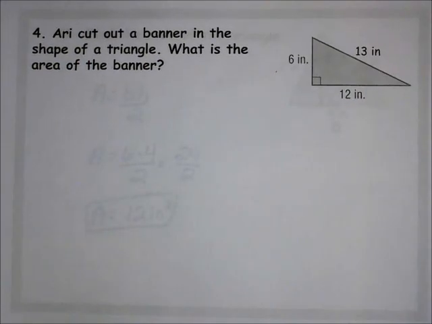Number 4 says Ari cut out a banner in the shape of a triangle. What is the area of the banner? Please hit pause, work it in your journal. When you're ready to continue, hit play to check your answer.